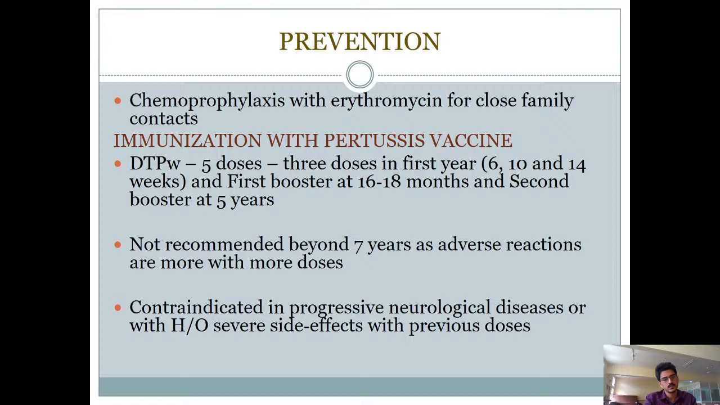The trivalent vaccine is DTP, and in the pentavalent, two more things are added, hepatitis B and Hib. And there is a hexavalent vaccine also. It contains IPV. So you have to know all these things. You have to go through the vaccines. Read them once.